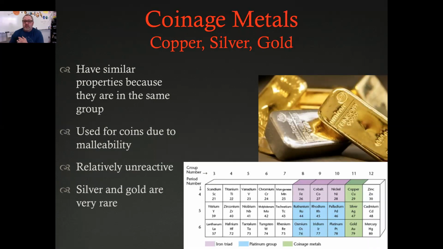And they're pretty unreactive. So if we have a bar of gold that's been sitting on the shelf for 200 years, it essentially hasn't changed at all. Maybe it's gotten dusty a little bit, but the atoms themselves aren't breaking down because they're very, very stable. Silver and gold are relatively rare. Copper is not as rare, but because copper is being used for a lot of different things, especially electrical applications, it's becoming more and more valuable.